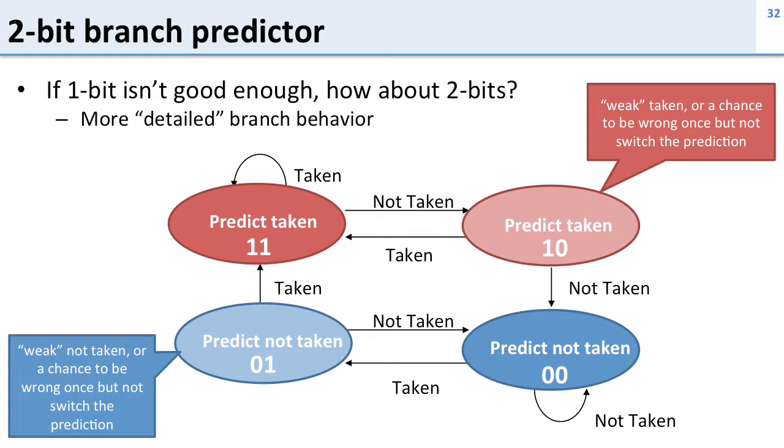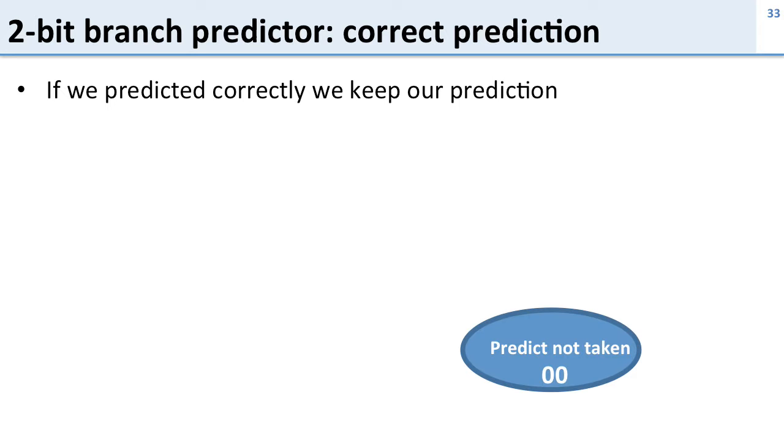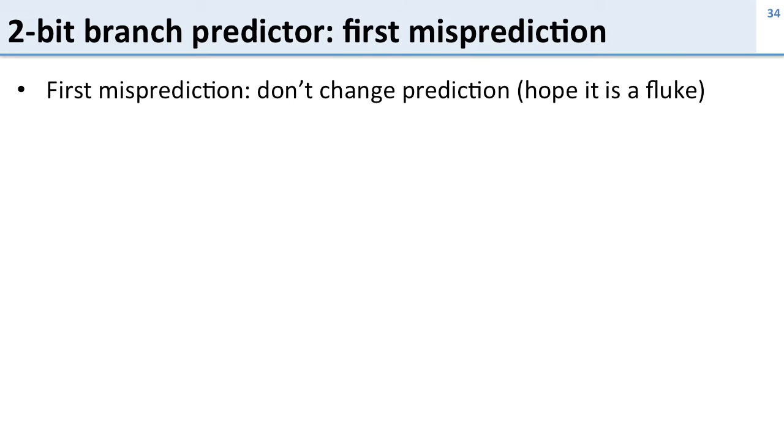So with a 2-bit branch predictor, we now have more detailed branch behavior. We have the ability to keep predicting the branch is taken even if we've seen one branch that wasn't taken. So how does this branch predictor work if we're predicting correctly? If we're predicting not taken and the branch is not taken, we keep predicting not taken. If we're predicting taken and the branch is taken, we keep predicting taken.